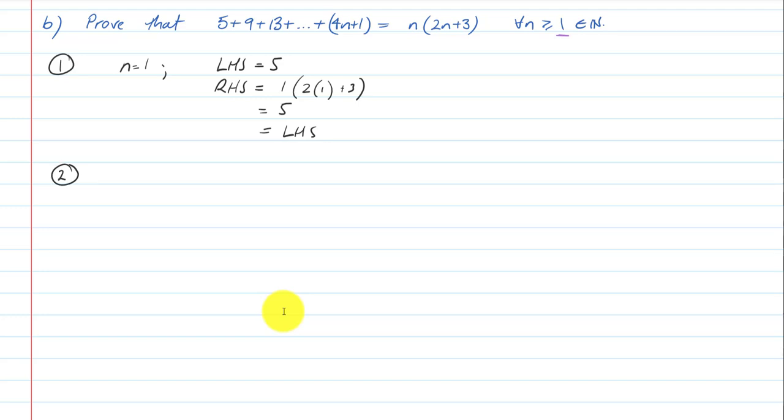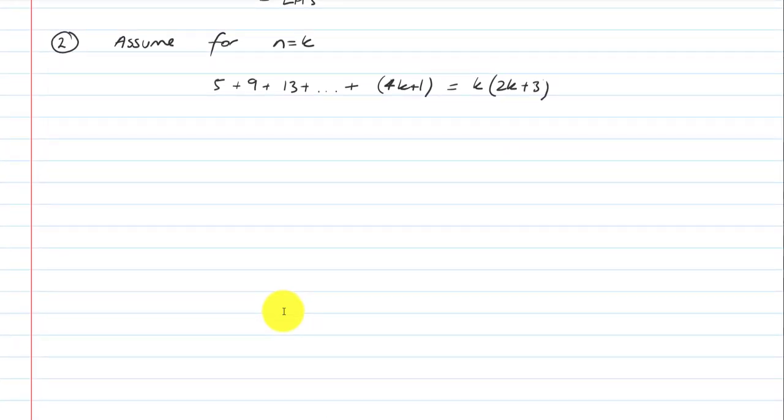Now, I'm going to assume that it works for n equals k. Assume for n equals k. And so to assume for n equals k, I'm just going to write down the statement where I swap the n's out for k's. And just make sure you don't be lazy and you do write this down. 5 plus 9 plus 13 plus all the way up to 4k plus 1 is equal to k times 2k plus 3. And now I'm going to do inductive step 3, which is to prove for n equals k plus 1.